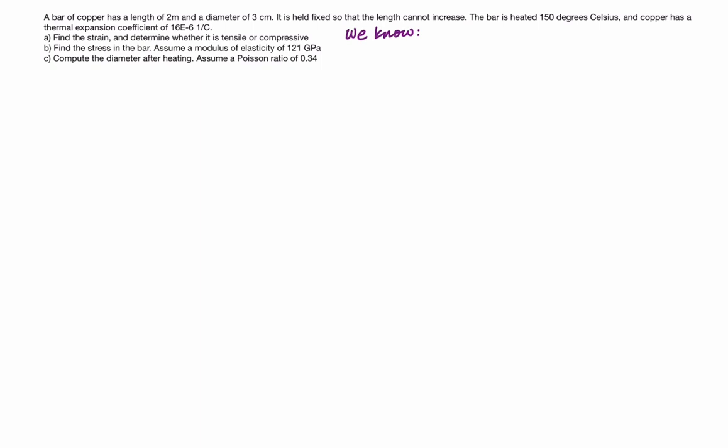So we know first that our thermal expansion coefficient, or alpha, is 16 times 10 to the negative 6th, 1 over Celsius. And I think for pure copper, it's closer to 17 times 10 to the negative 6th. I'm not positive about that, but you just want to go with what the problem gives you. Delta T, or a change in temperature, is going to be 150 degrees Celsius because it's heating up 150 degrees from the original starting temperature, which we don't know.